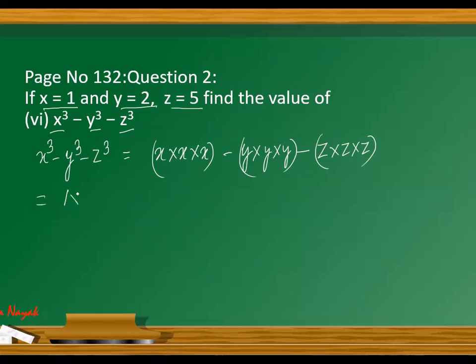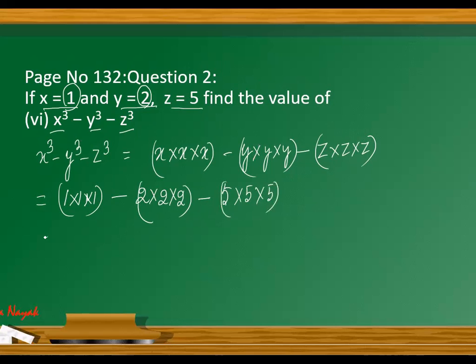So 1 multiplies 1, because the value of x is 1, minus 2 multiplies 2, y is 2. Subtraction 5, how many times? 5 times.